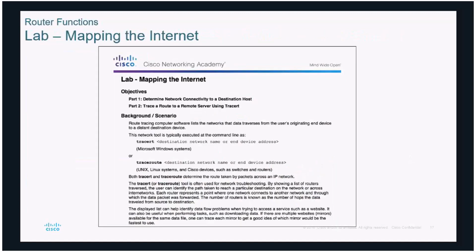There's also a lab that goes with it, which is done on a normal PC, and this is called mapping the internet. This is a good thing to do on a home machine, where you can look around and see how that particular device is set up and what networks are on it.